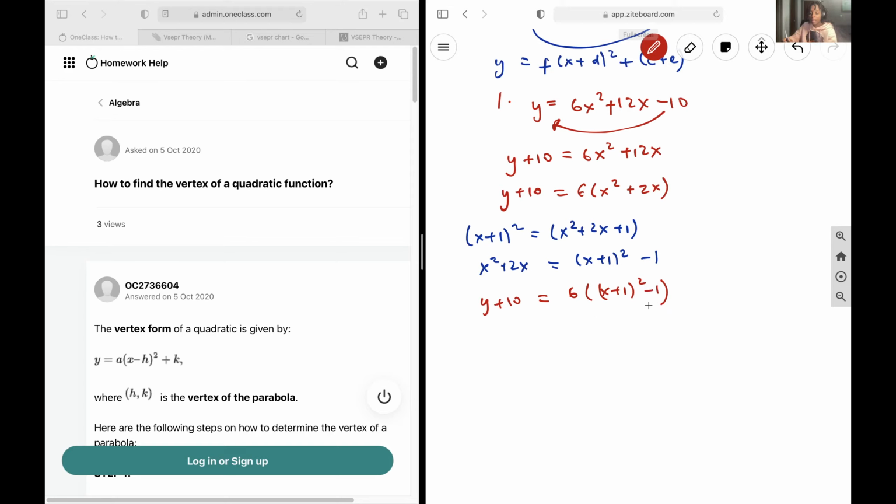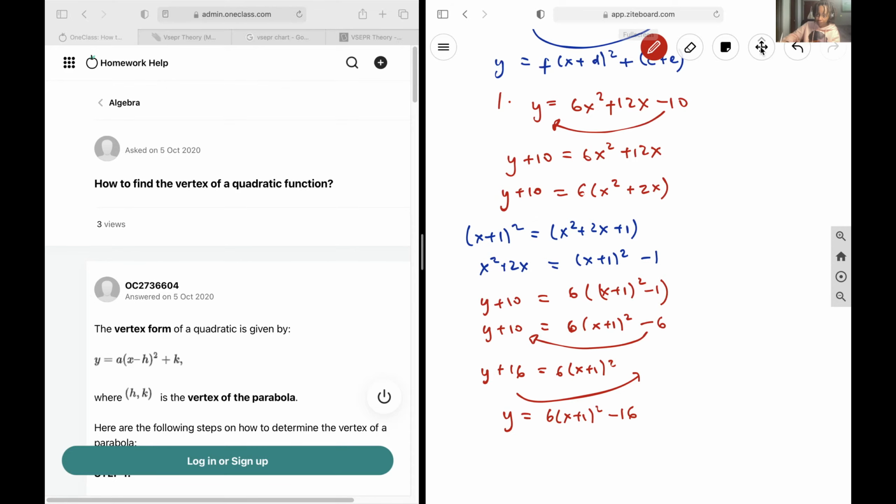Next up, we will want to bring out what this constant is equal to: 6 into x plus 1 squared minus 6. We simply just multiply it by the constant. And then bring the 6 over. We get y plus 16 is equal to 6 into x plus 1 squared. And then just take that back. So y is equal to 6 into x plus 1 squared minus 16.